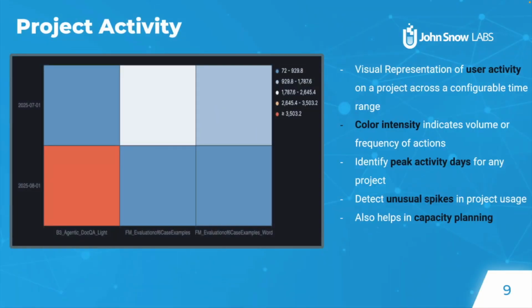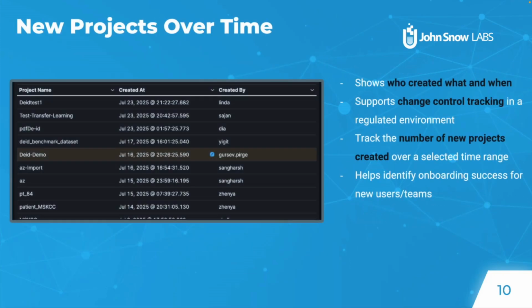The project activity heat map chart shows peak activity across dates and projects, helping identify high usage periods or unexpected spikes on specific projects. As you can see, the higher the activity within the project, the more intense or saturated the color appears on the heat map, making it very easy to visually spot spikes in use or periods of inactivity at a glance.